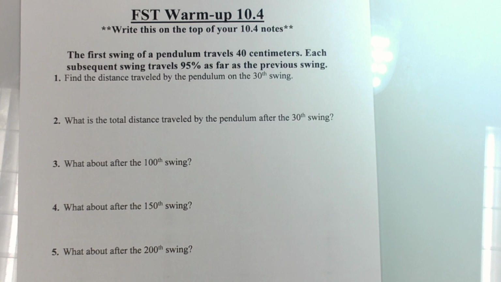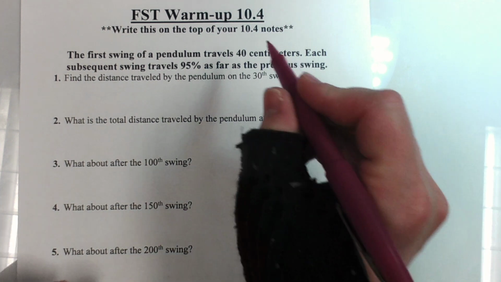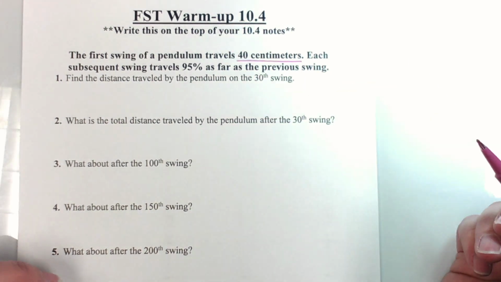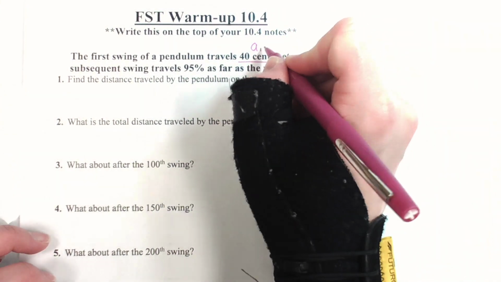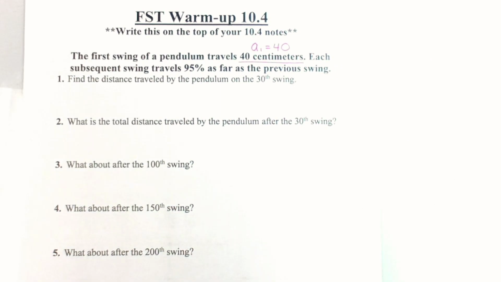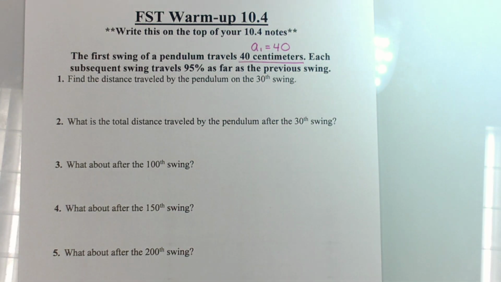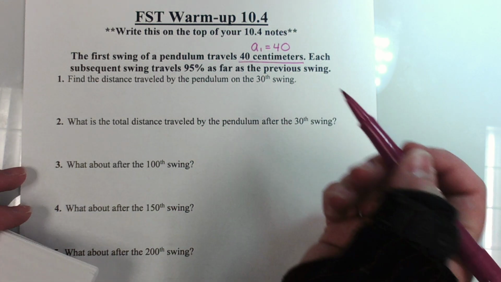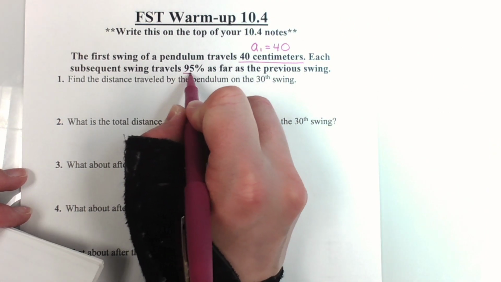Now, starting off just looking at that first piece. Tells us the first swing of the pendulum is 40 centimeters. John, what's that telling me? A sub 1 is equal to 40. Each subsequent swing is 95% as far as the previous.